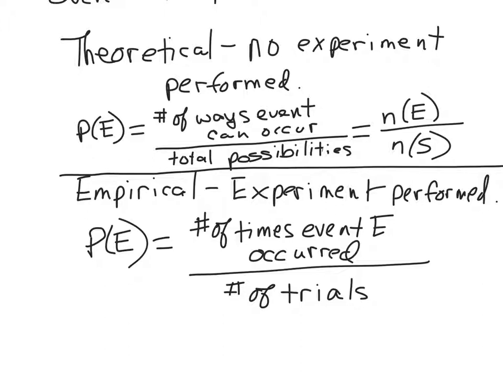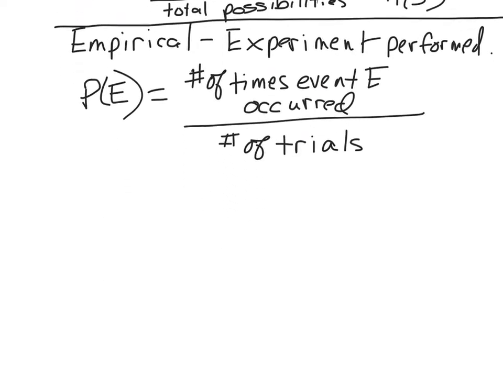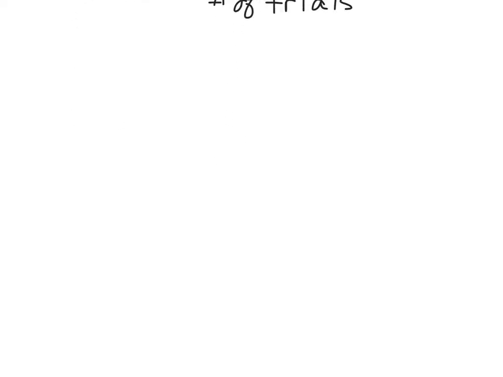So for the rest of this section, we're going to find both some theoretical and empirical probabilities. Some will be easier than others. We're going to talk about what odds are. And in the process of doing all that, we'll discuss something called the law of large numbers.